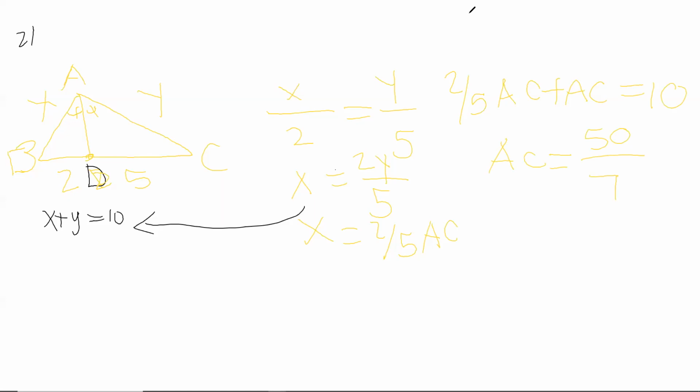And we could also use the same equation to solve for AB as well. Plugging in the values, you get 50 over 7 plus AB equals 10. Once you solve for AB, you get AB equals 20 over 7. So those are your two values. That's right. Very good.